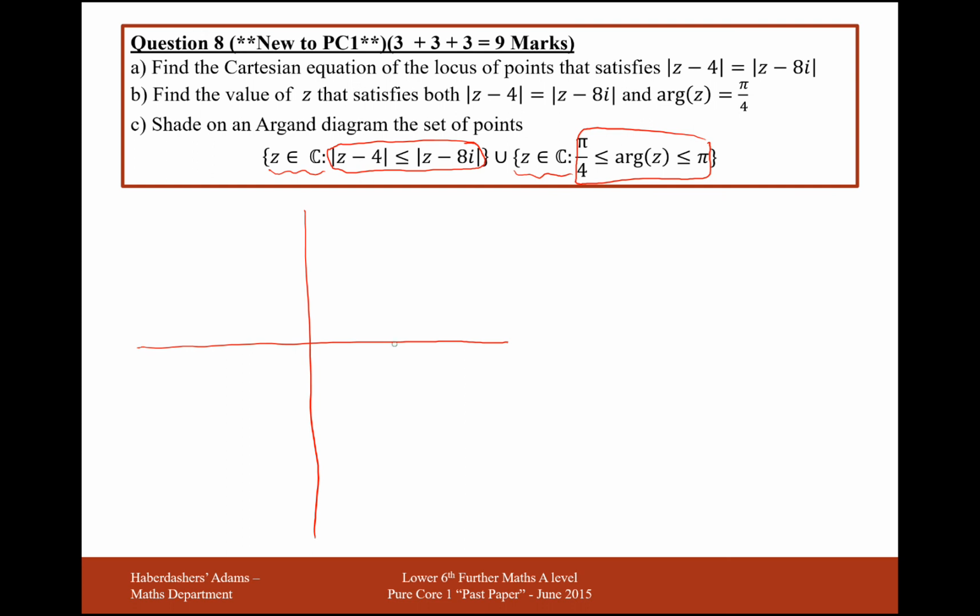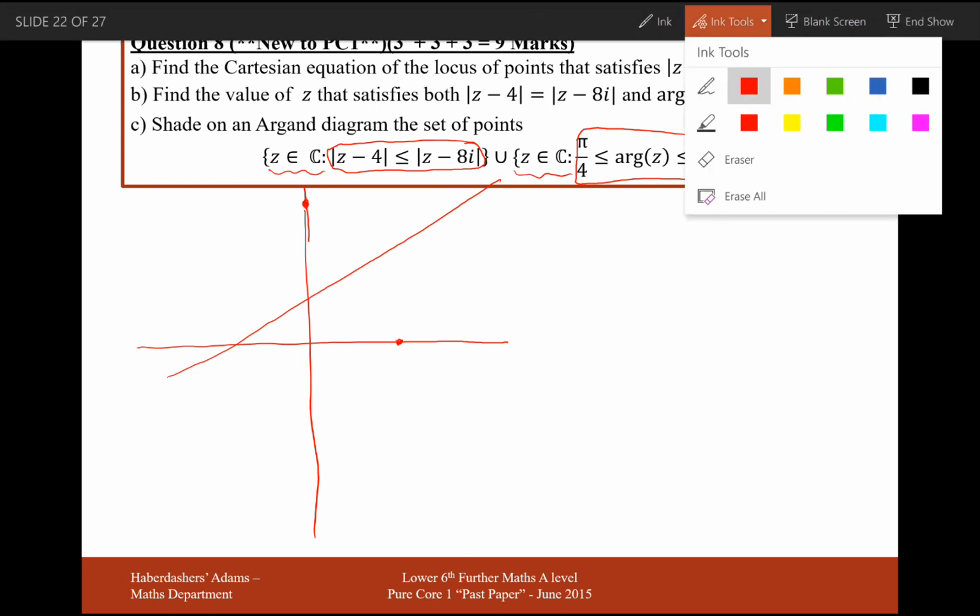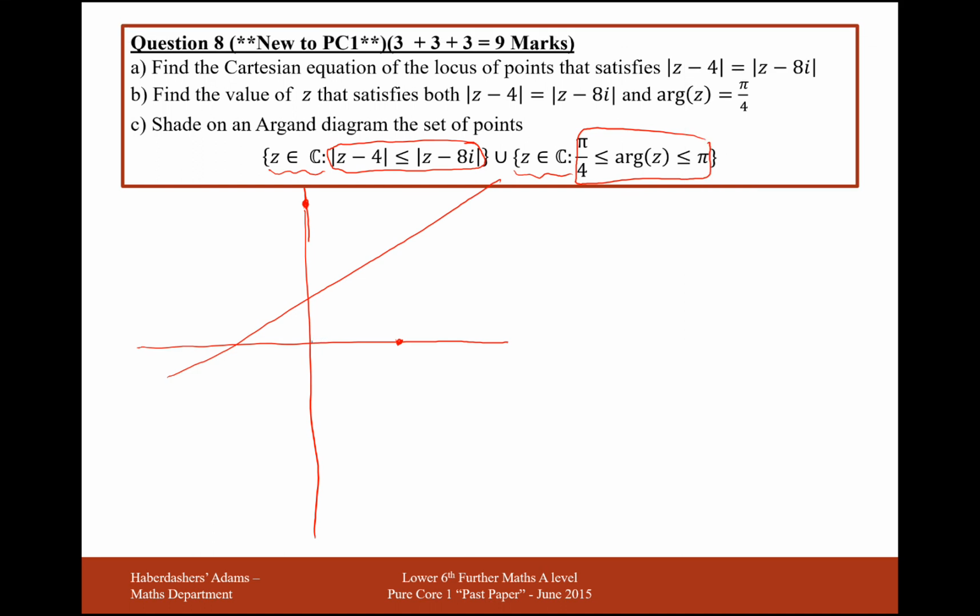So the line needs to be the perpendicular bisector of 4 and 8i, and it's going to roughly be this sort of line. But the distance to the coordinate 4 has to be less than the distance to 8i, so it's going to be this side of the graph. I'll remember that later. And then the arg of z is in between pi by 4 and pi. Well, that, I'll draw it in blue so you can see the difference, is going to be in between here and here, because pi is 180 degrees.